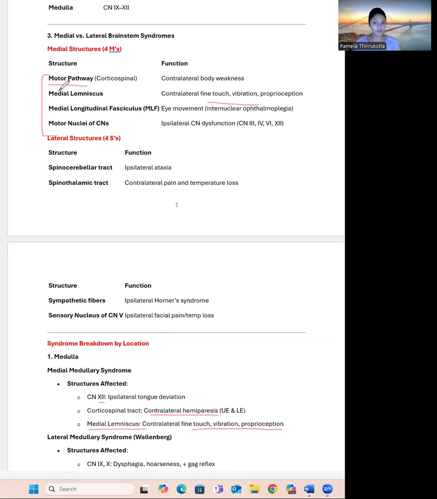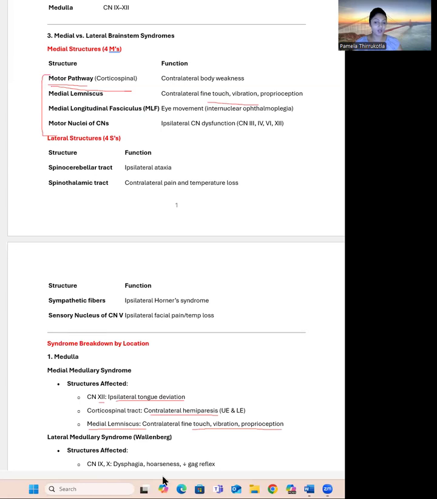So you see, you need to remember just the medial lemniscus and your cranial nerve 12, which is going to cause ipsilateral tongue deviation, and contralateral hemiparesis, because your motor pathway is also involved. So we have those M's definitely seen in medial medullary syndrome.